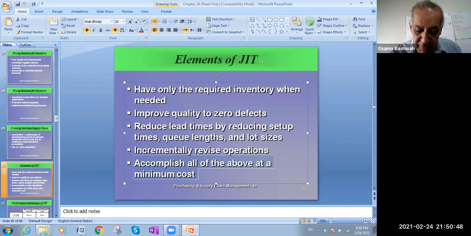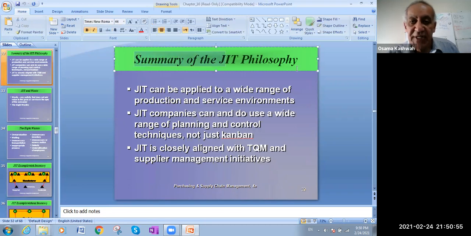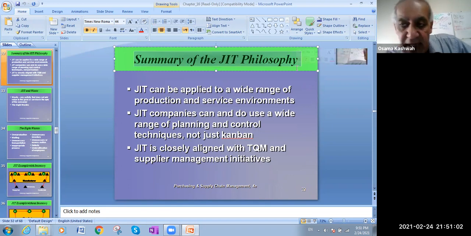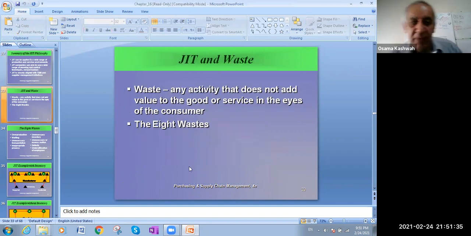Okay. We have also page 32, summary of the JIT philosophy. And this is the most important part actually in this class, after the part of the mathematical rules of applying the inventory. So summary of the JIT philosophy. JIT can apply to a wide range of production and services environments. And JIT companies can use a wide range of planning techniques, with just in time working closely with TQM and supplier management initiatives. So those are the parts of the JIT which is very important for us.